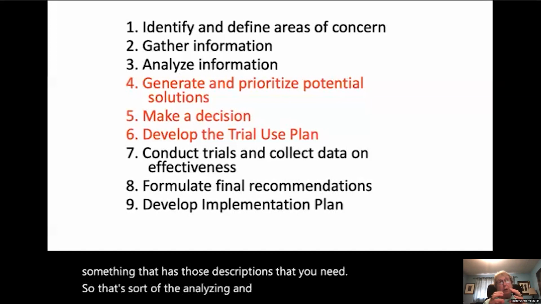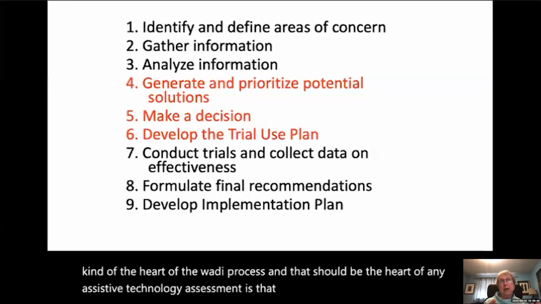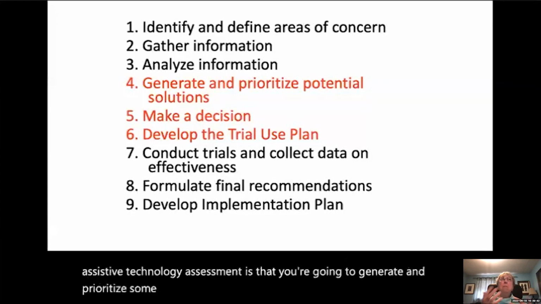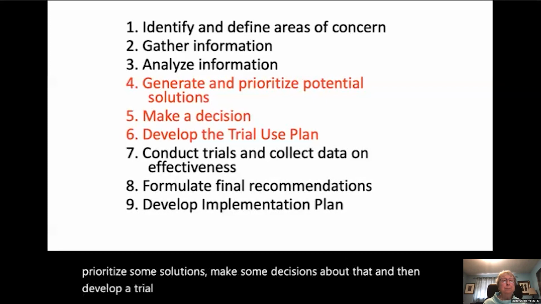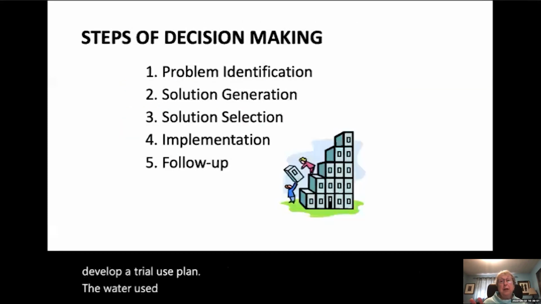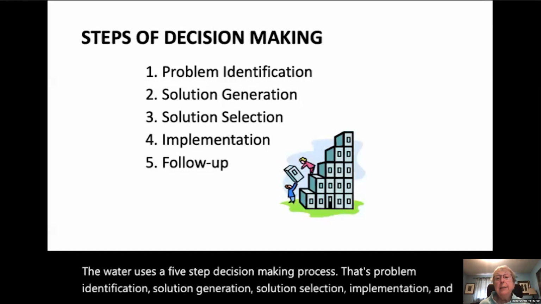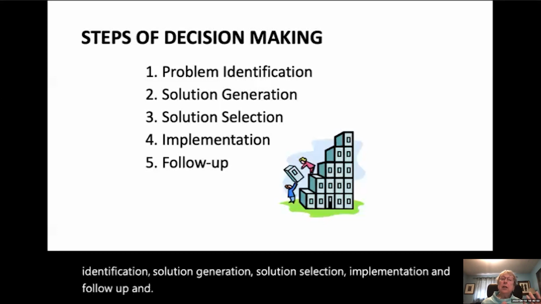And now we move into what I think of as kind of the heart of the WADI process, and that should be the heart of any assistive technology assessment, is that you're going to generate and prioritize some solutions, make some decisions about that, and then develop a trial use plan. The WADI uses a 5-step decision-making process. That's problem identification, solution generation, solution selection, implementation, and follow-up. And it's a really important thing.